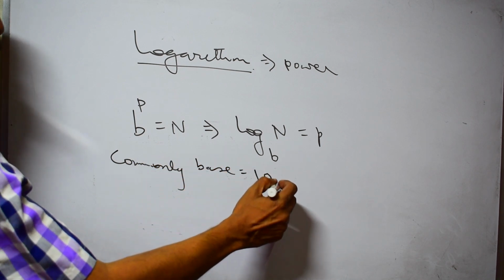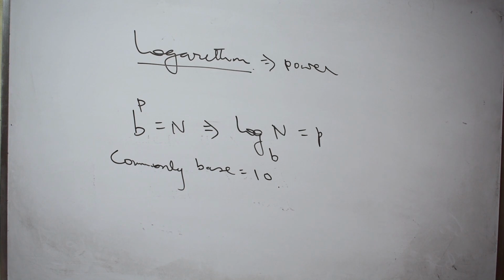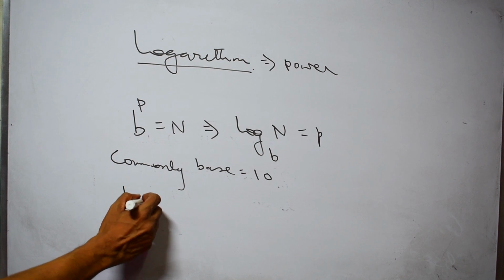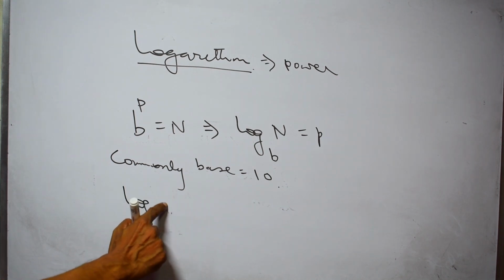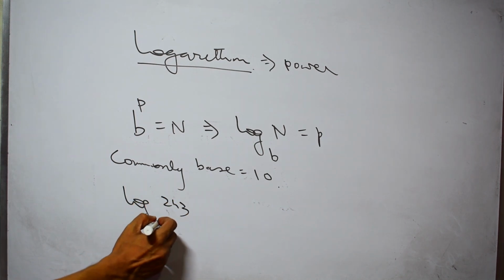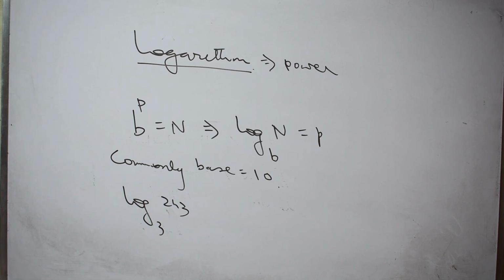In most cases in algebra, the common base we consider is 10, but in calculus the base is taken as e. e is a special number in mathematics, small letter e, but we are mostly considering the base as 10. Now if I take an example like log 243 to the base 3, then what is the value?